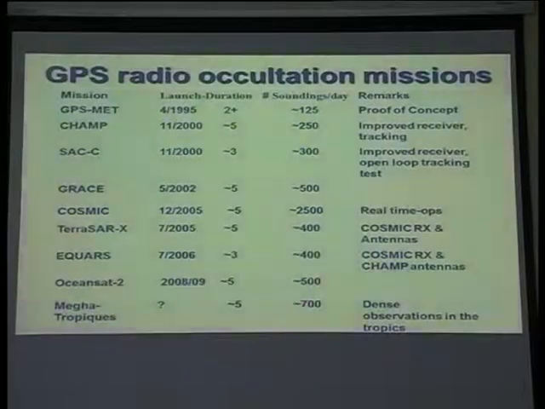These are some of the GPS radio occultation missions launched so far. The latest coming will be Megha-Tropiques, which is supposed to give dense observations over the tropics, approximately 700 soundings per day.